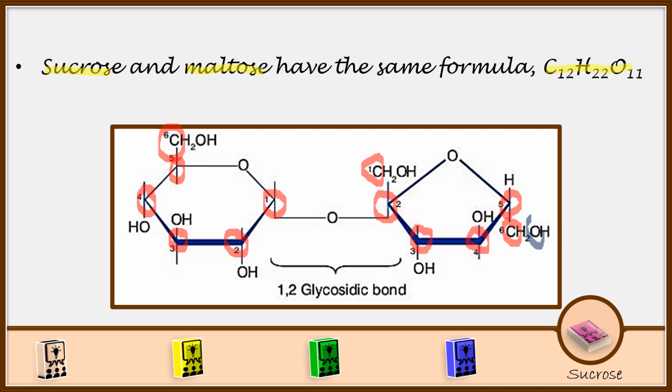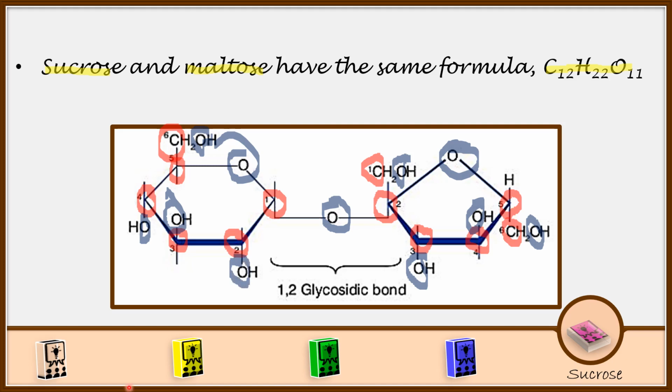So oxygen, this one is 1, this one is 2, this one is 3, this one is 4, this one is 5, this one is 6, this one is 7, this one is 8, this one is 9, this one is 10. But we say there are how many? 11. Where is the problem? There is one here we have not counted. Somewhere here, this one is 11.